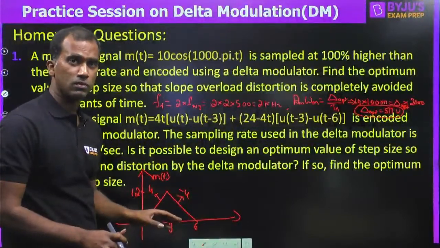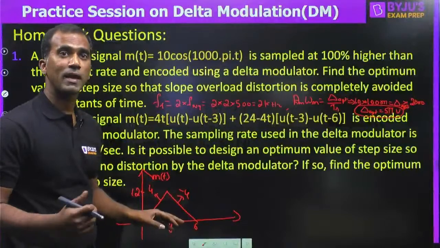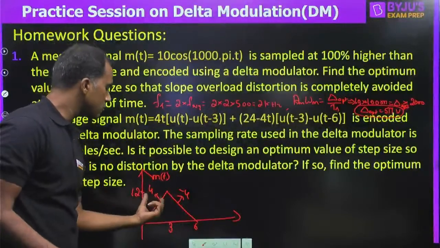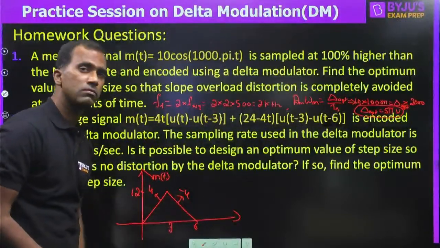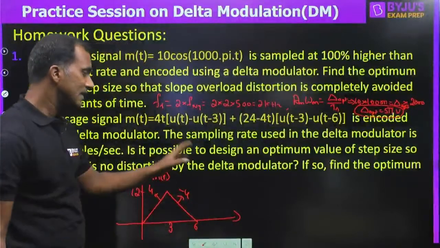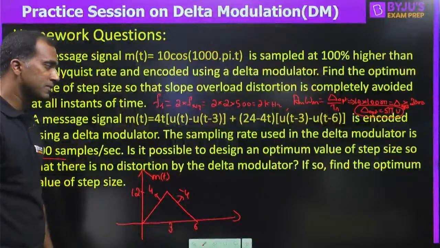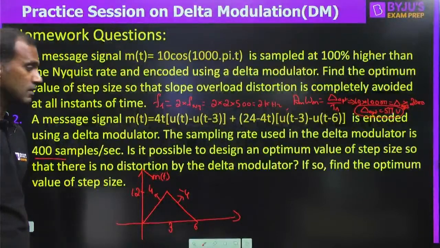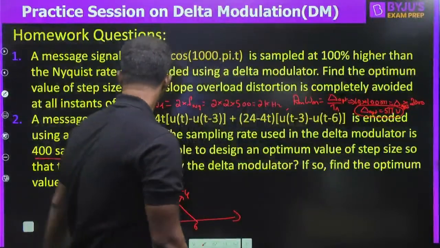No. We don't want slope to be constant. We want the magnitude of slope to be constant. The magnitude of slope here is 4, and here also it is 4. Since the magnitude of slope is constant, the answer is yes, we can design an optimum value of step size so that there is no distortion. So, what is the optimum value of step size?